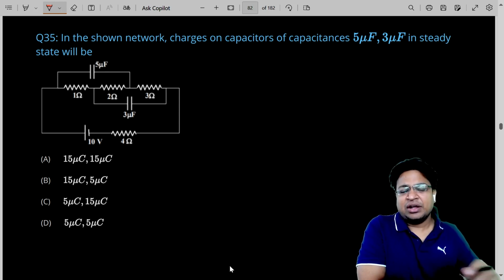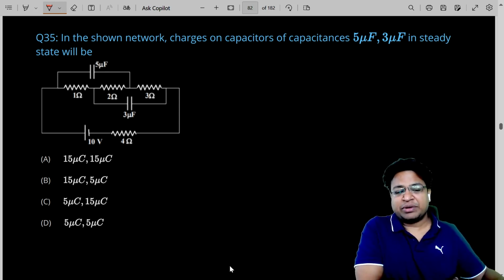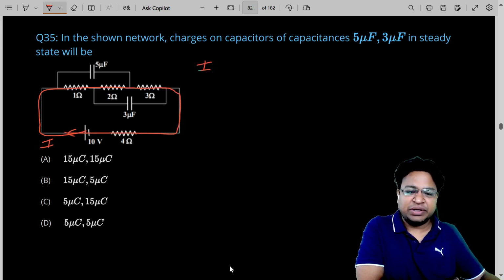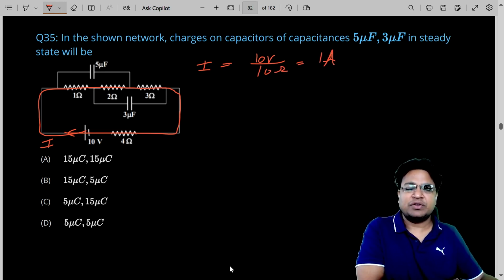Now, guys, in steady state, in any branch, if a capacitor is present, then no current can flow through that branch, which means that the current is flowing like this only. So it's a single loop circuit, and therefore we can find out the value of the current also very simply. It is net EMF, which is 10 volt, divided by the total resistance, which is 1 plus 2 plus 3 plus 4, so 10. So a current of 1 ampere is flowing in the circuit.